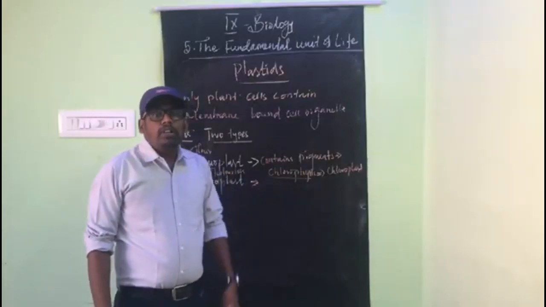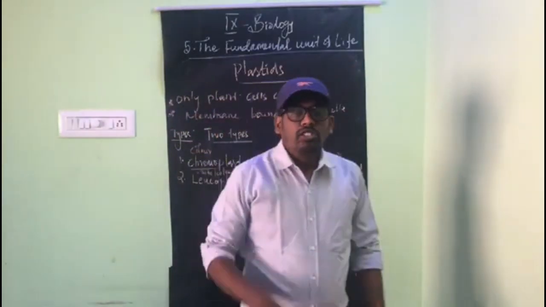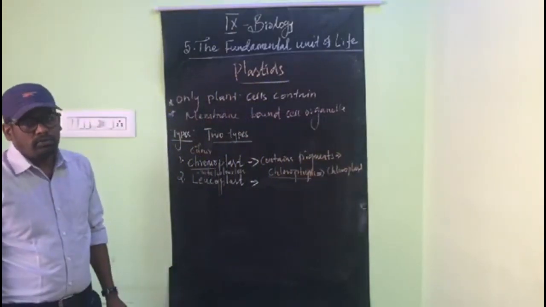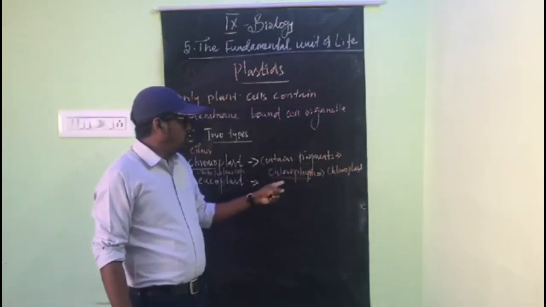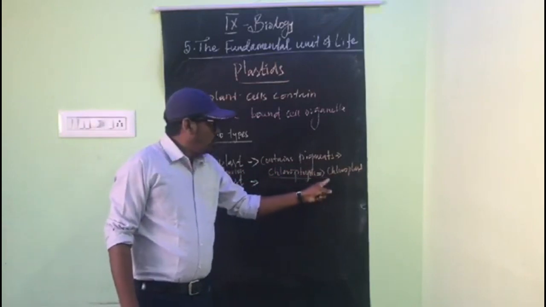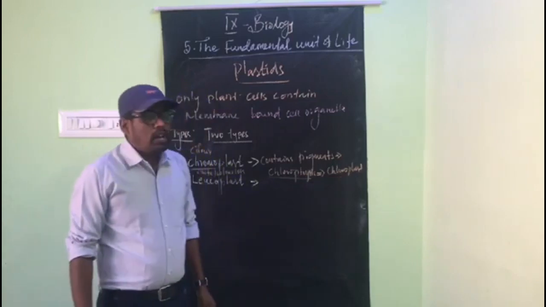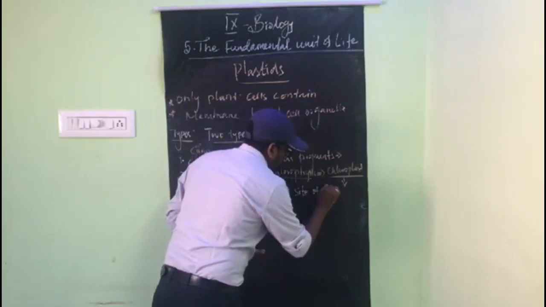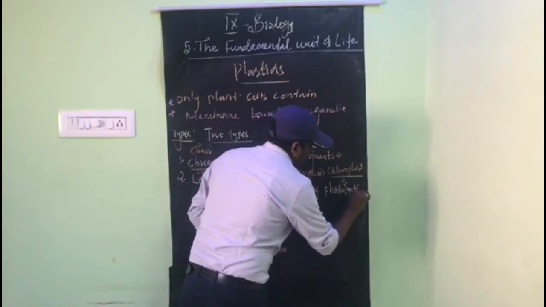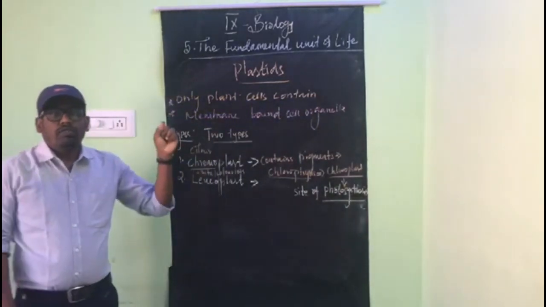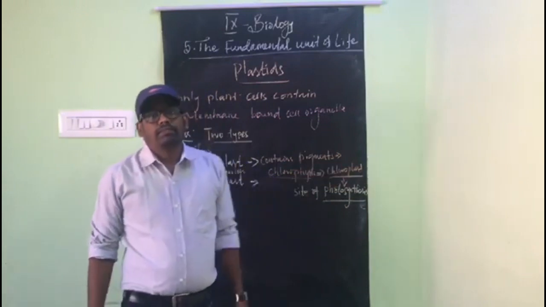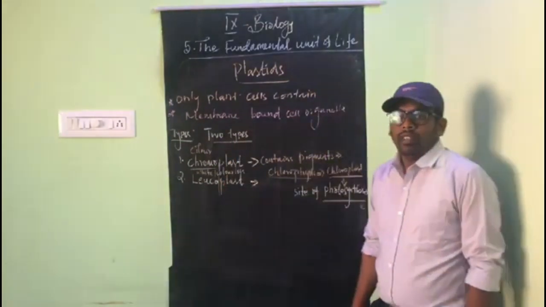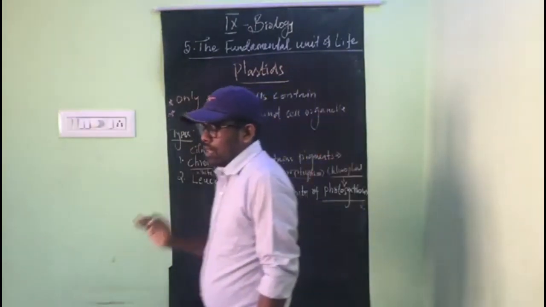But is only green color pigment present? No. Green color pigment is present, but orange, yellow, or various other color pigments are also present in the chromoplast. The chloroplast is the site of photosynthesis. We studied in earlier classes what photosynthesis is. Photosynthesis occurs in the chloroplast because the chloroplast contains the green color pigment responsible for photosynthesis. This occurs only in the plant cell, not in the animal cell.